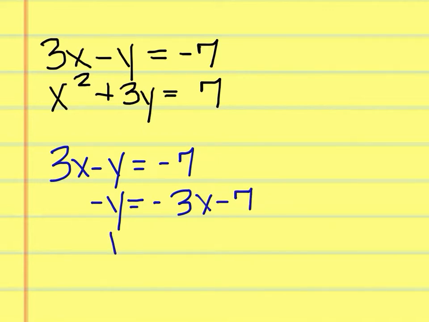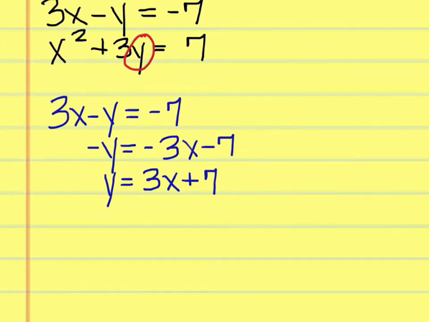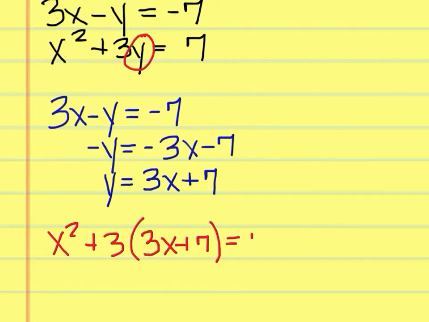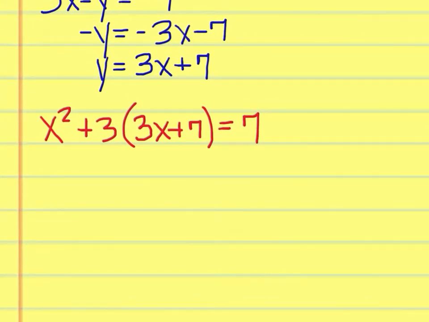And then we have to divide everything by negative 1 to get that y completely by itself. 3x plus 7 is equivalent to y. So we can plug that into y in the second equation and come up with the following. x squared plus 3 times the quantity 3x plus 7 equals 7. We have to simplify this, distribute the 3 through the parentheses to get 9x plus 21.